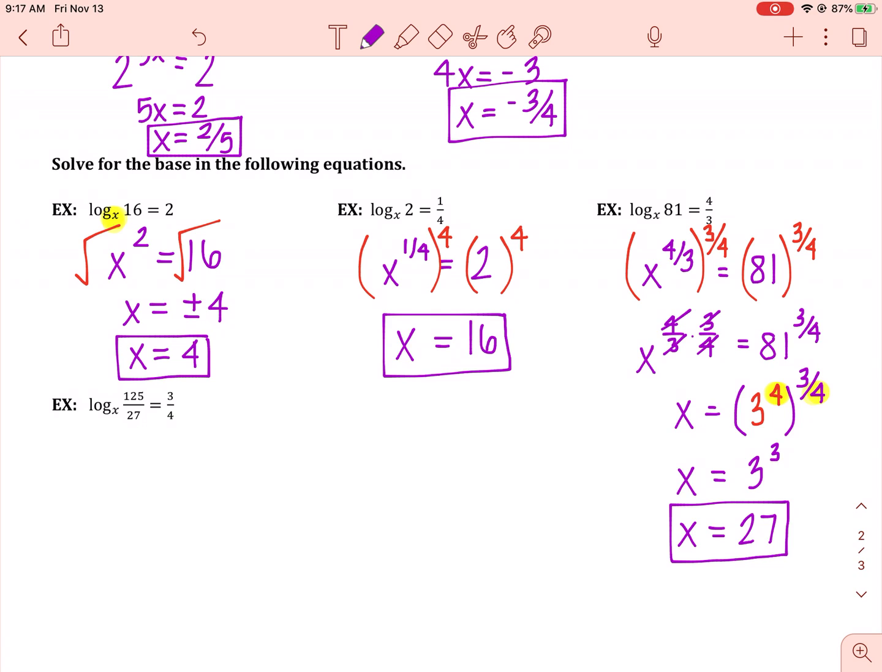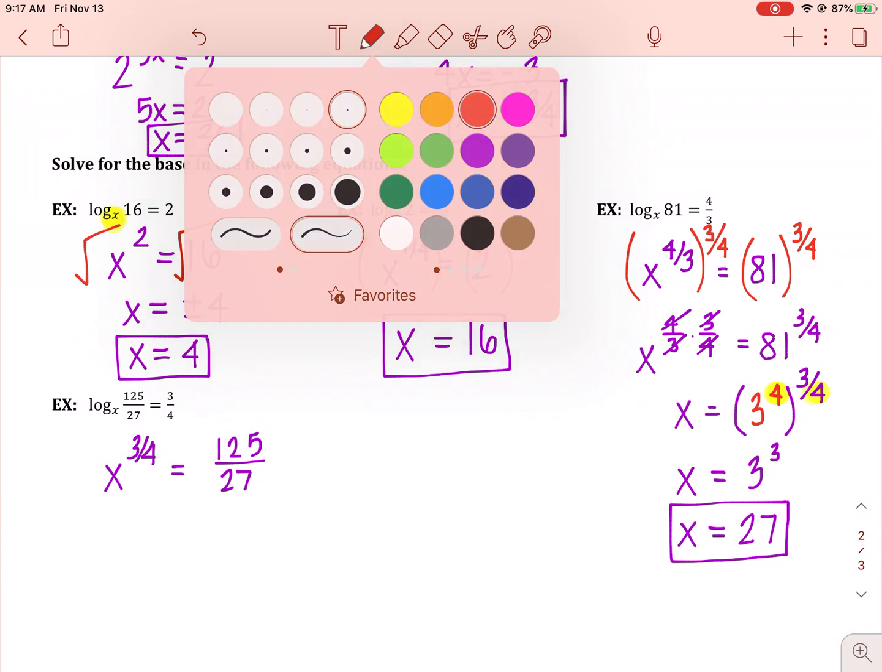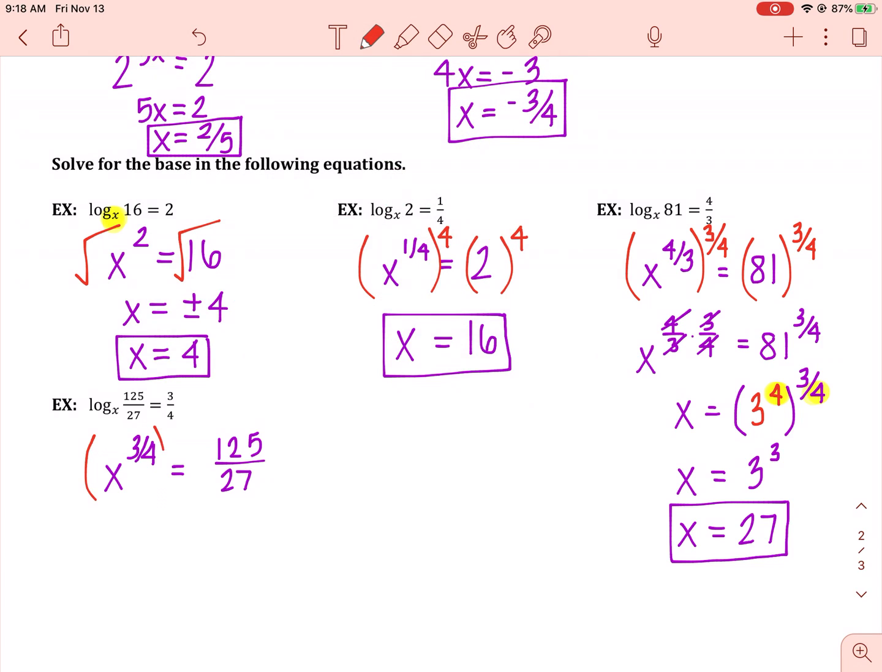Last one, fractions, my dears. We can do it. First thing, you're in log, you're stuck. Go to exponential. x to the 3/4 is going to equal 125 over 27. Log to exponent. Now you're pros. Think about what we need to do. We need to get x by itself. Just like the last problem, it's actually very similar.